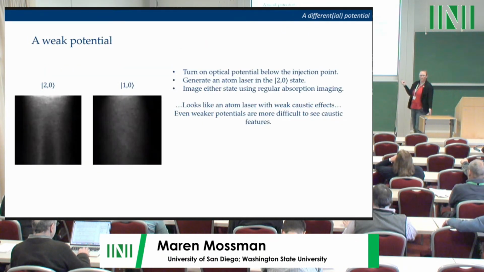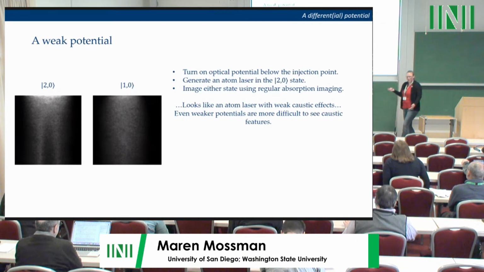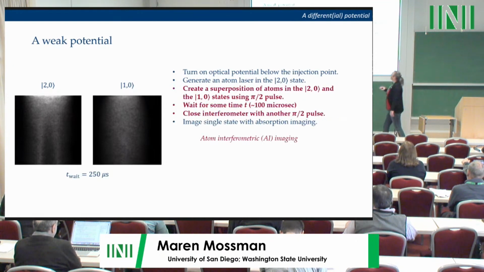But if we do that, this is what we see. There's not really much caustics going on. And so, we want to be able to actually image what the potential looks like. And so what we do is we use atom interferometry. After we create our atom laser in the 2-0 state now, so we're in a different state, this is the magnetically non-susceptible state. We're going to create a superposition.